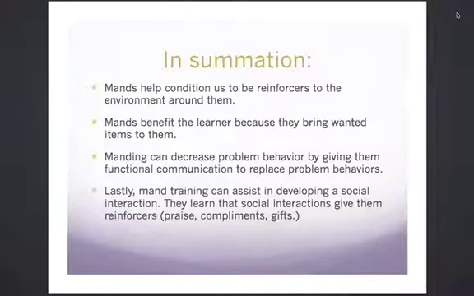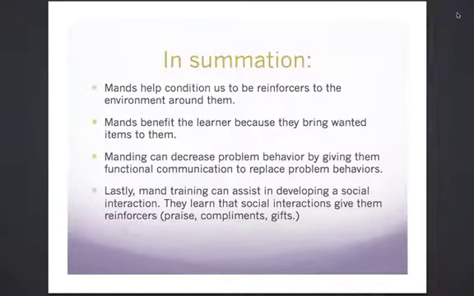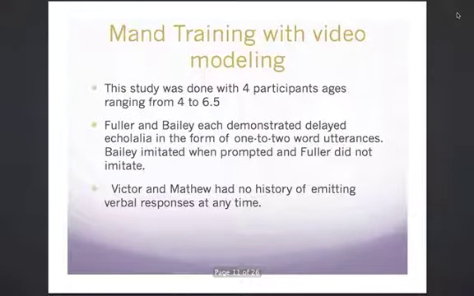So now we are going to transition into the whole study that I was talking about earlier. I forgot to tell the name on the previous slide. The name was Establishing Verbal Repertoires with Children with Autism Using Function-Based Video Modeling. Function-based means, like I said, you're doing a control function, an attention function, and it's just where you're contriving the EOs. The study was done with 4 participants, ages ranging from 4 to 6.5. Their names were Fuller, Victor, Matthew, and Bailey.